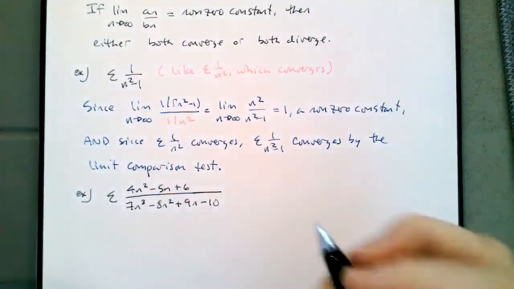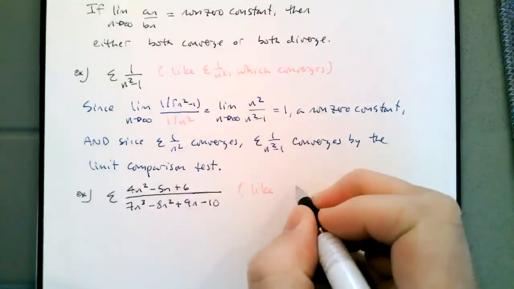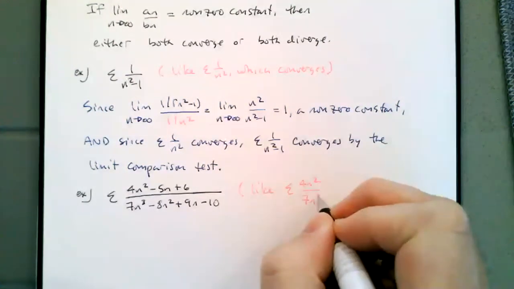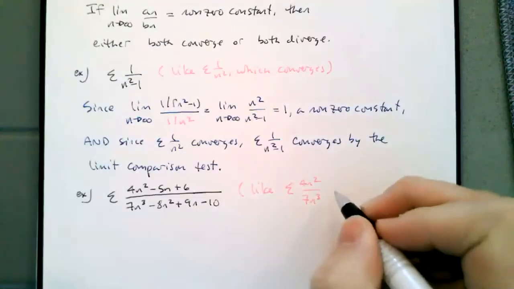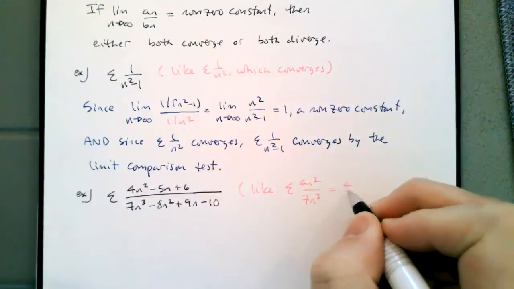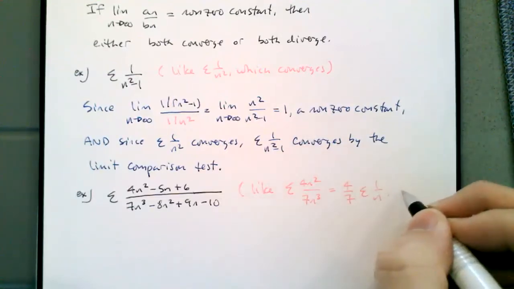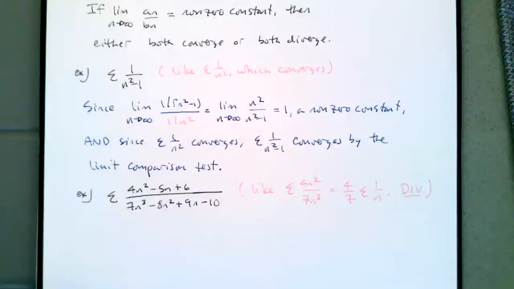So in our mind, we're thinking this is like the series 4n squared over 7n to the third, ignoring all the small stuff. Then we just simplify the n's. So we get 4/7, take out the constants, and we have a 1 over n, and that's divergent. So we already know that the given series diverges.